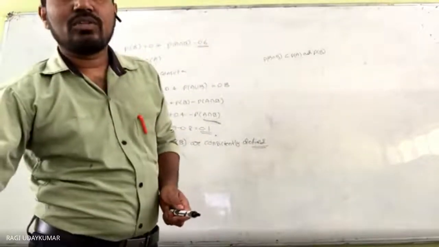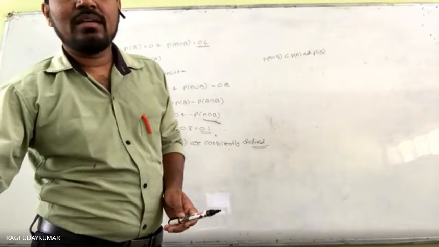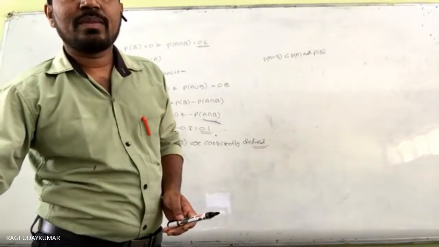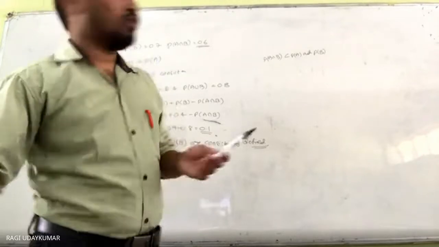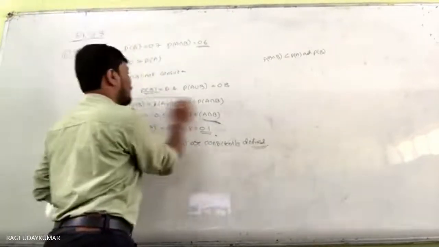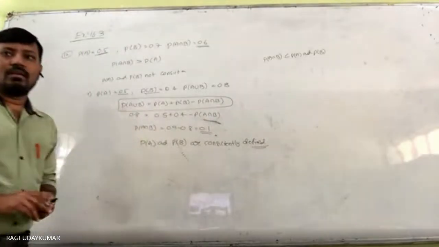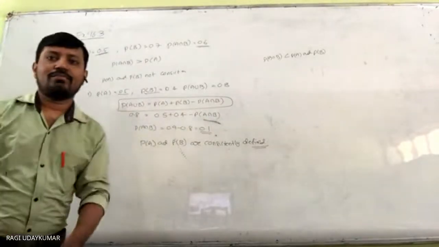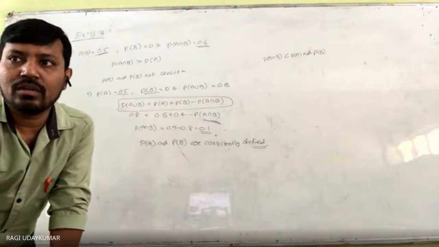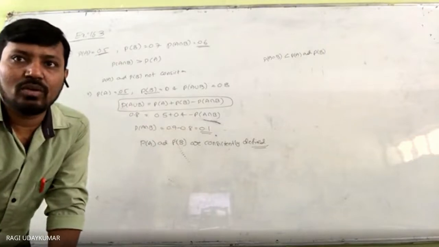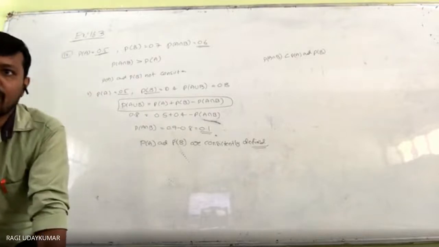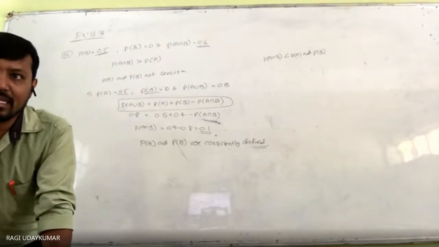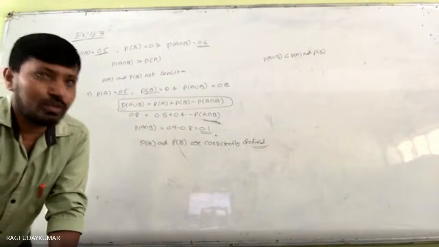Next question is given to you. The 13th question: the probability of A is given, B is given, probability of A intersection B is given, union missing. So using this formula, you can find whatever is missing. Can you find it? Just a simple question. Okay. The 14th question is given: probability of A given, probability of B given, find the probability of A or B, if A and B are mutually exclusive events.